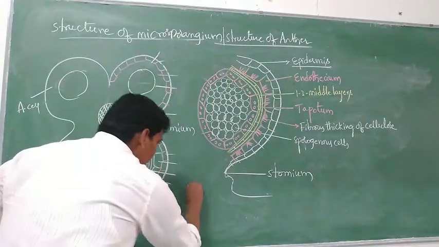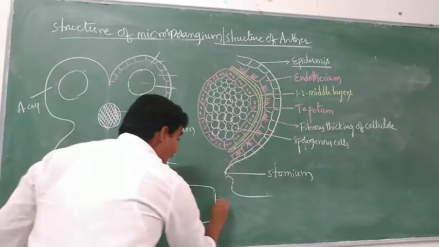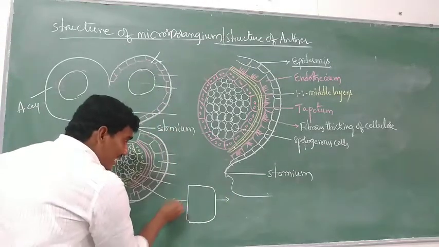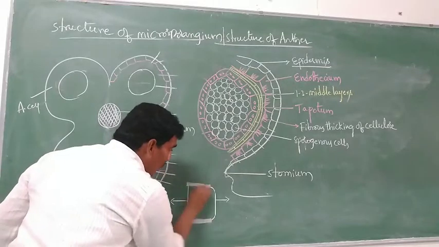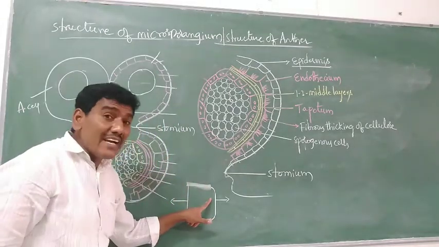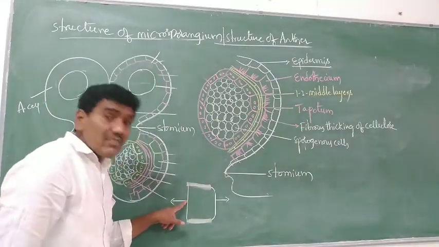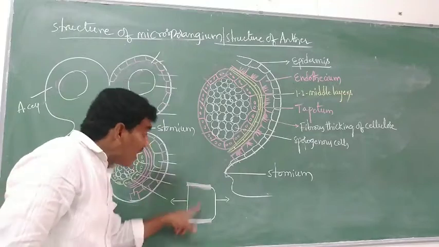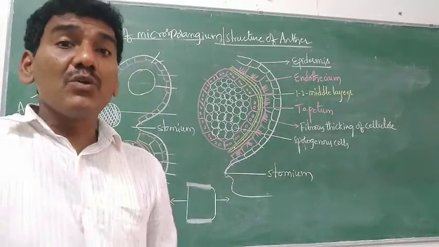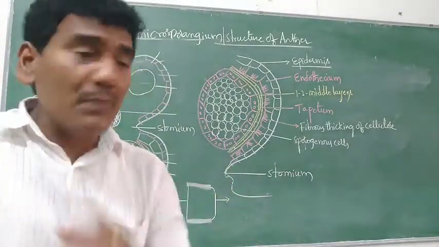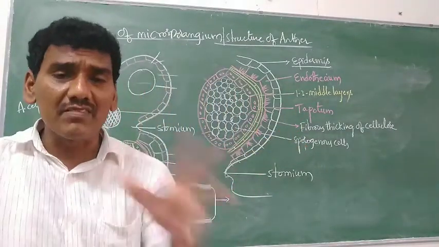For example, this is one endothecium cell. This is the outer side of the cell, this is the inner side of the cell, and these are the radial walls. The outer side of the endothecium cells is thin. The inner side as well as the radial walls of the endothecium cells are thickened due to the presence of fibrous thickenings of cellulose.